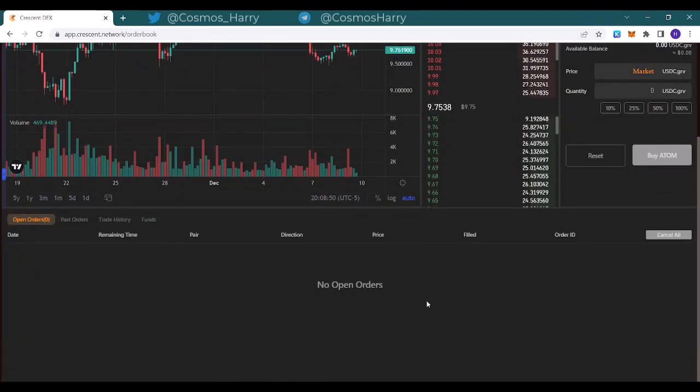At the bottom, you can see if you have any open orders, and just so you know, if your deposit, withdrawal, or any trade fails to execute, you get your money refunded.